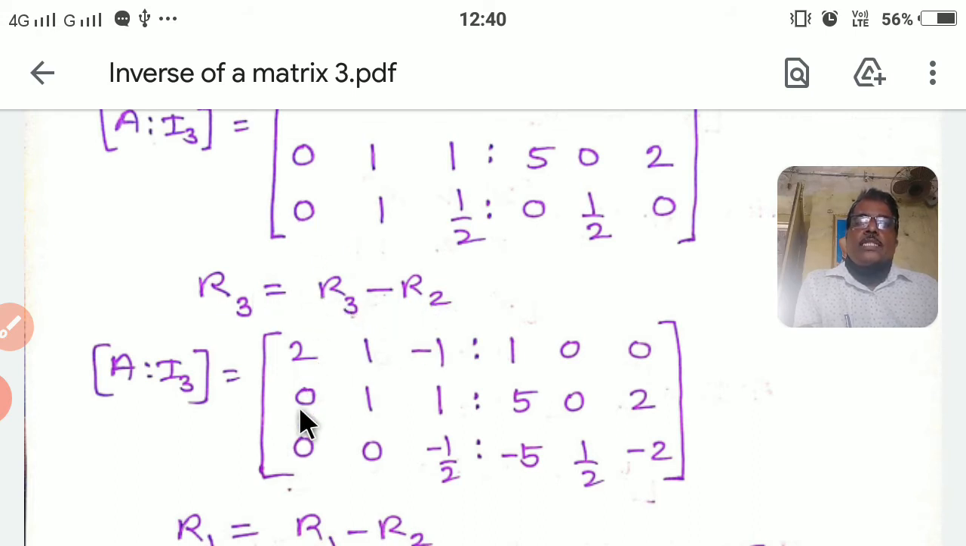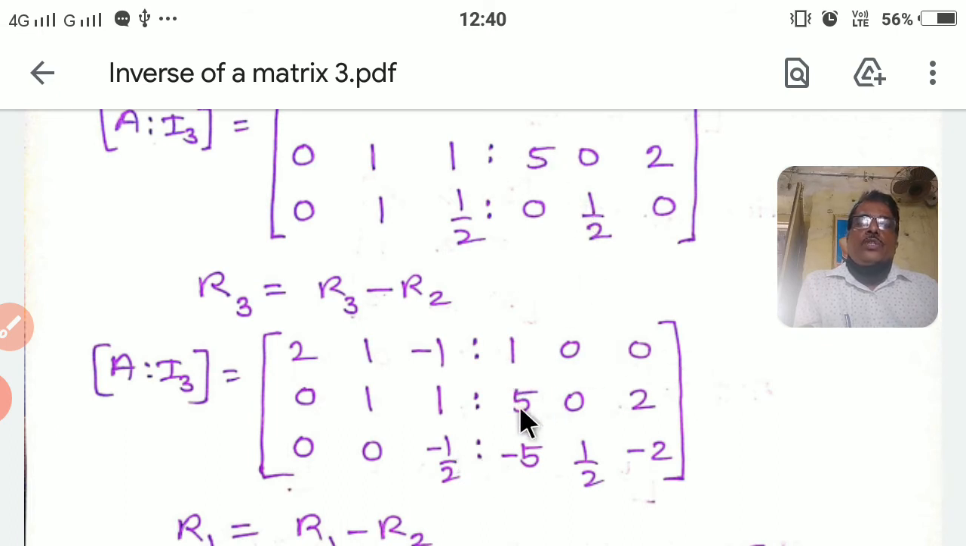So R2 as it is, 0 1 1. Now R3 can be written as R3 minus R2. So this is R3 and this is R2. So subtract R2 from R3. So 0 minus 0 is 0, 1 minus 1 is 0. Okay, next 1 by 2 minus 1, that is minus 1 by 2.